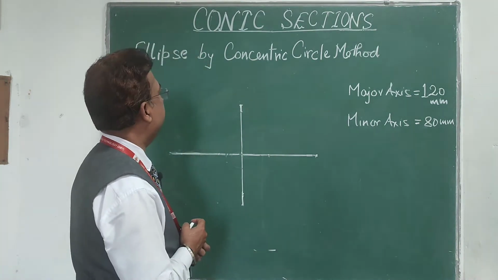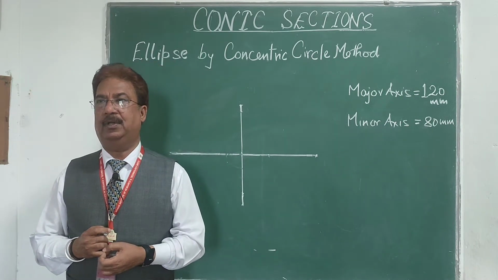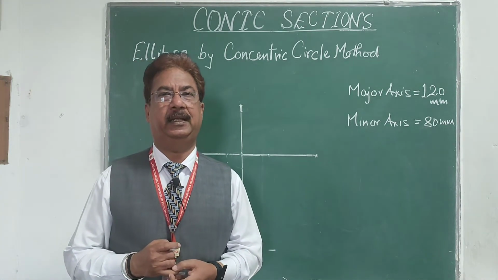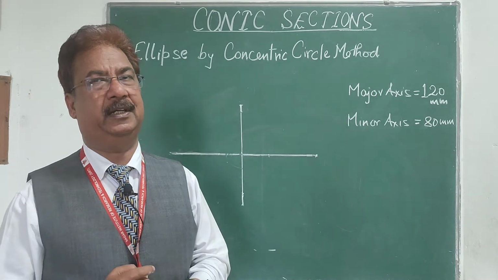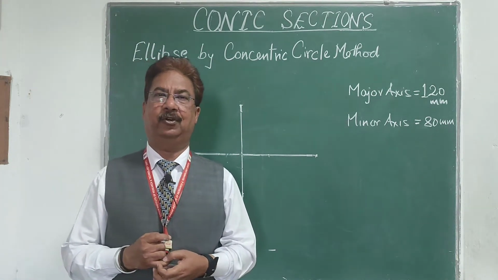The name of the method will be the concentric circle method. So today we are going to learn how to construct an ellipse with the help of the concentric circle method, and also we will draw a normal and tangent on that curve.